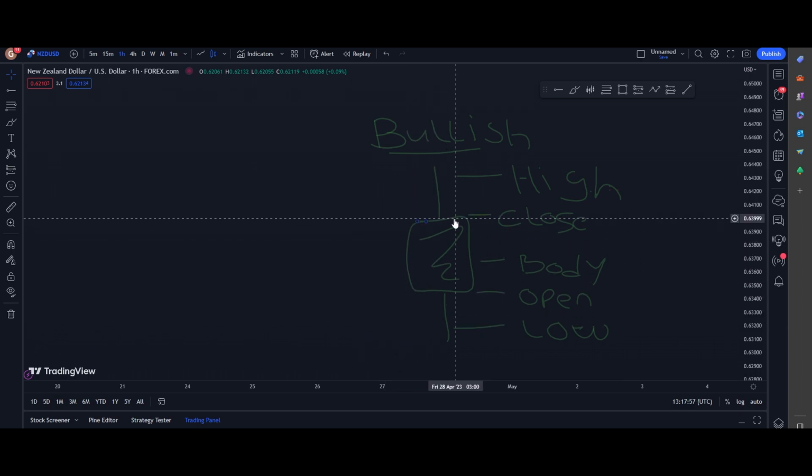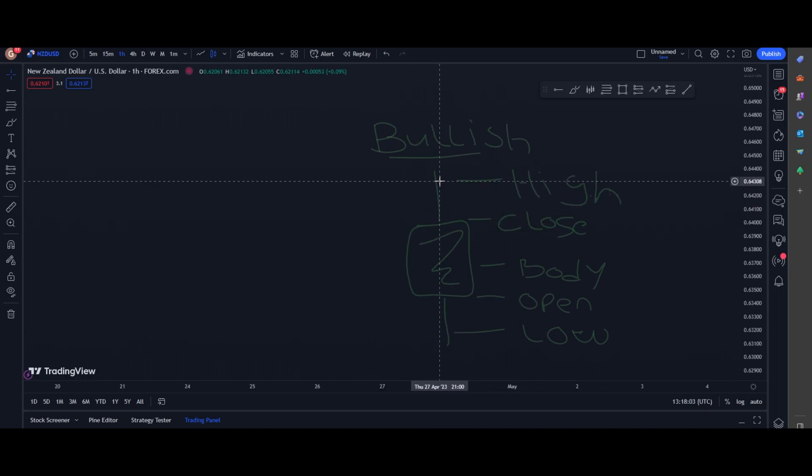So if it closed here and it left this wick here, that is the high wick. We call it the high. You can also call it the wick. You can also call it the shadow. This line here and this line here. Sometime also in the 5 minutes from the open, sellers were pushing it down, but it finally closed above. That's why it ended as a bullish candle.